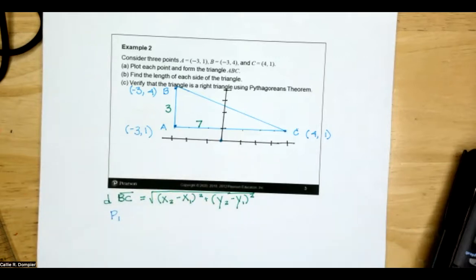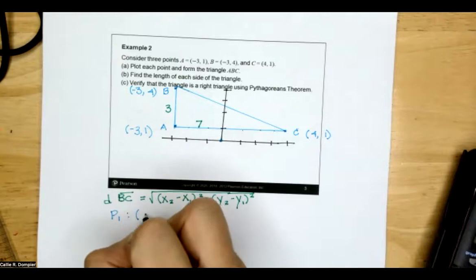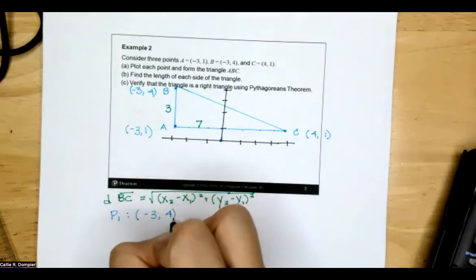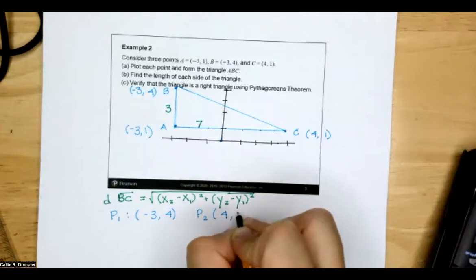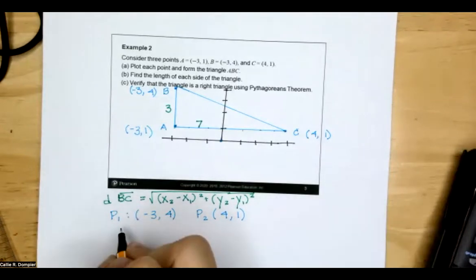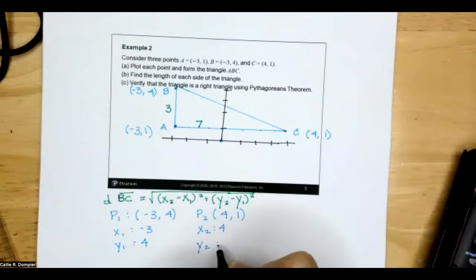Point 1 does not matter if you use B or C. I'll use B, -3, 4. Point 2 is going to be 4, 1. So x1 will be -3, y1 will be 4, x2 will be 4, y2 will be 1.